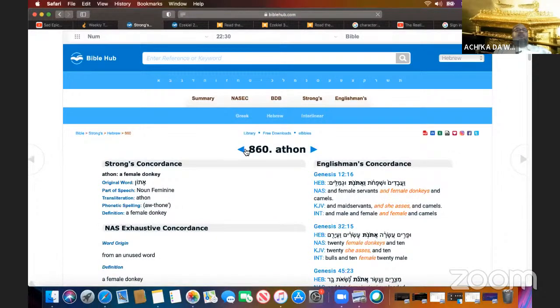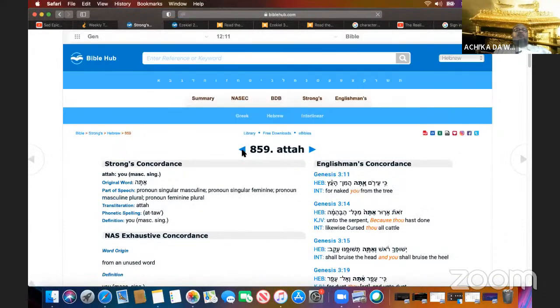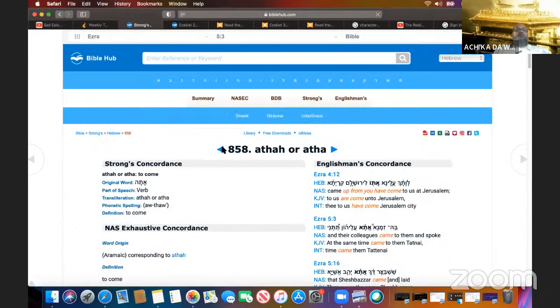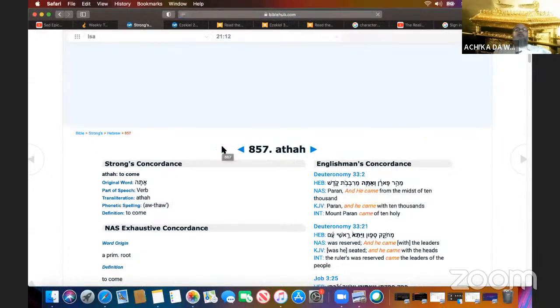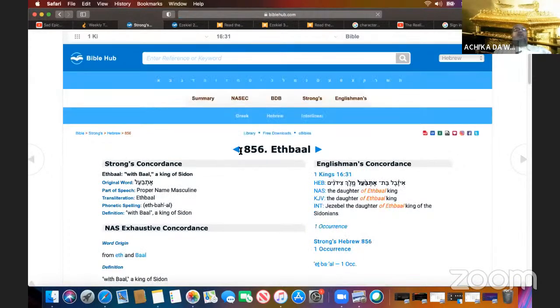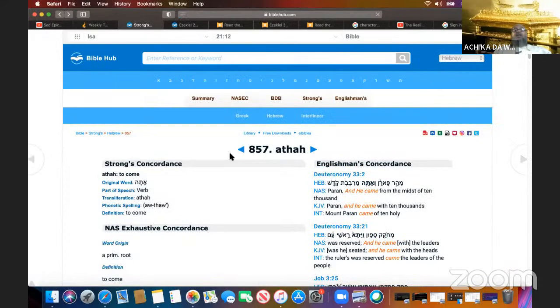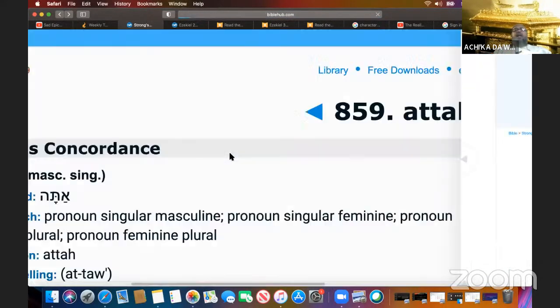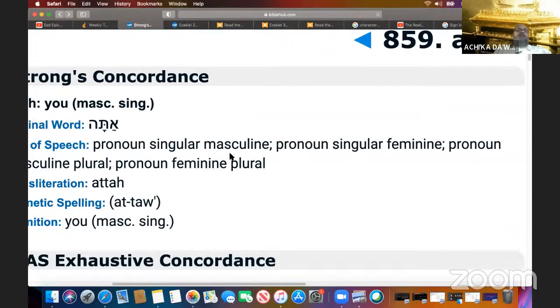That's a thon. Nope, that's not it. Go the other direction. That's a donkey. The athon, ata. Ata, to come. Nope. I've got to get that off of there. That's a tha. Nope. I would have to find it, but it's definitely not a ta. A ta is masculine, right? So I think the female is just at, if I'm not mistaken. I have to find something to show you.